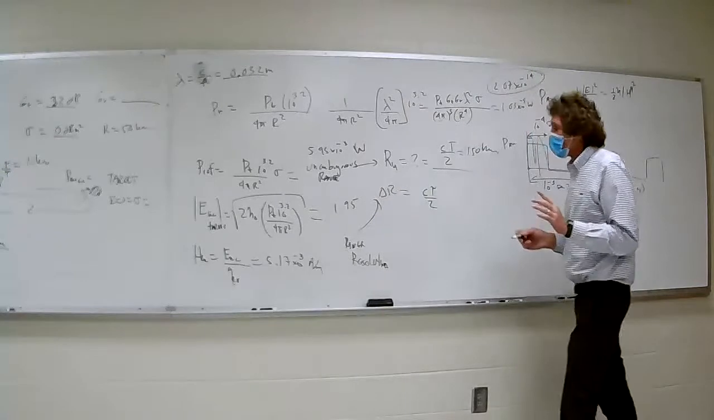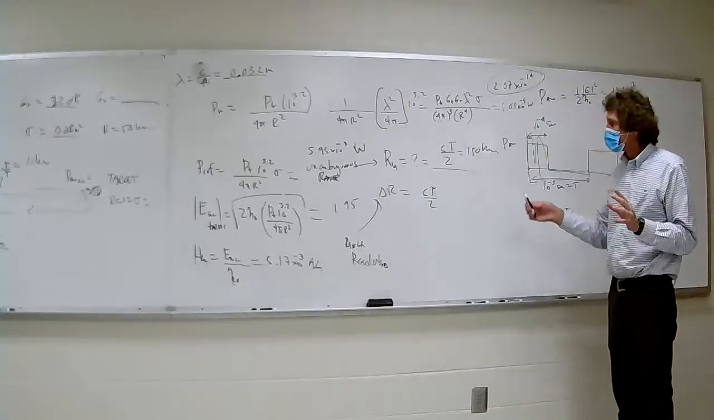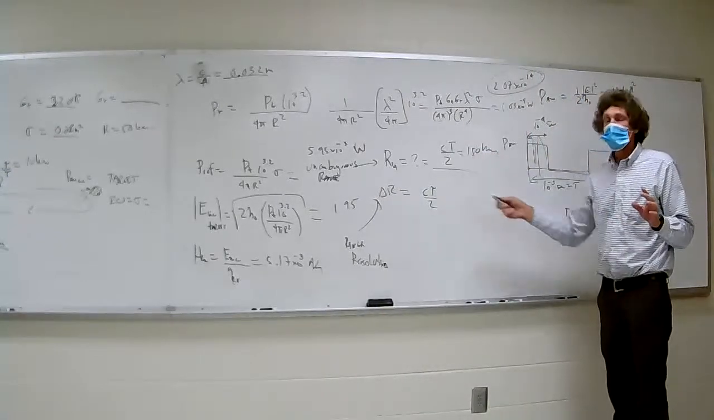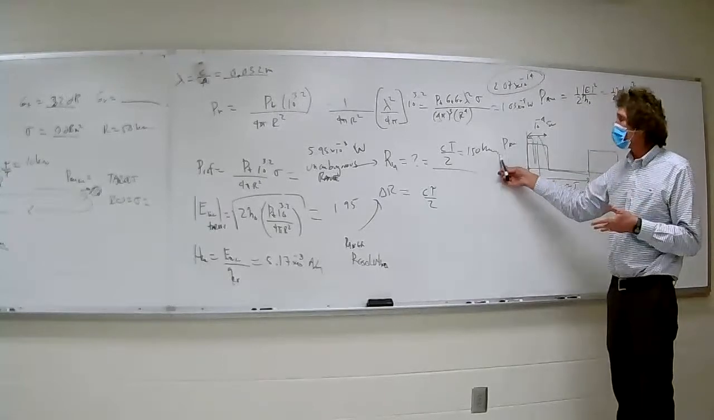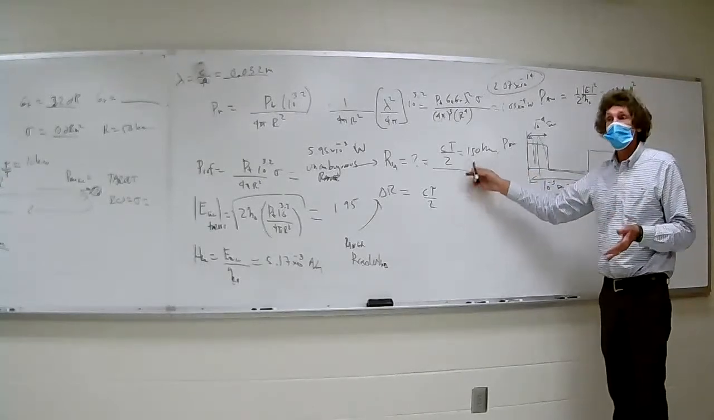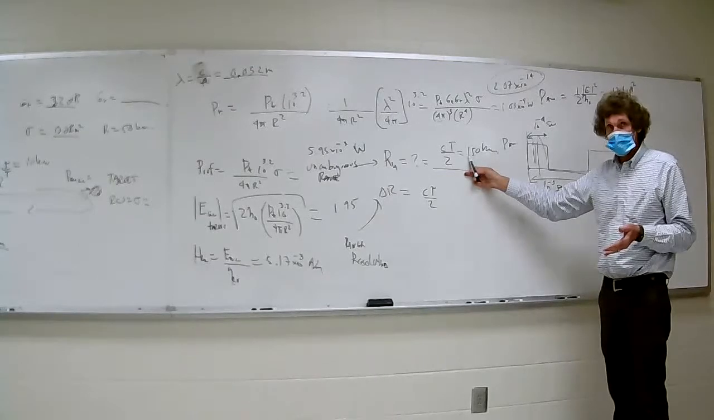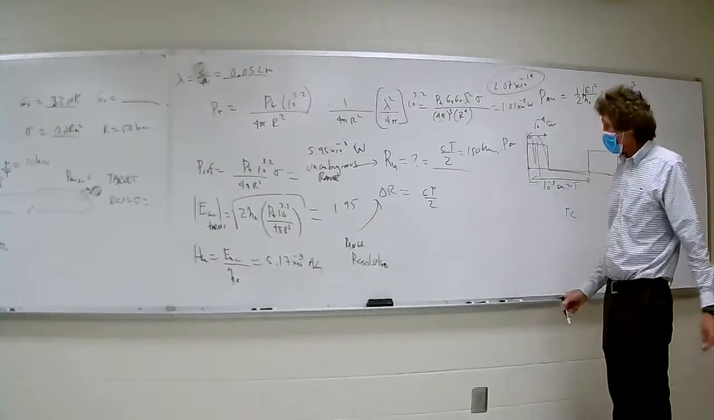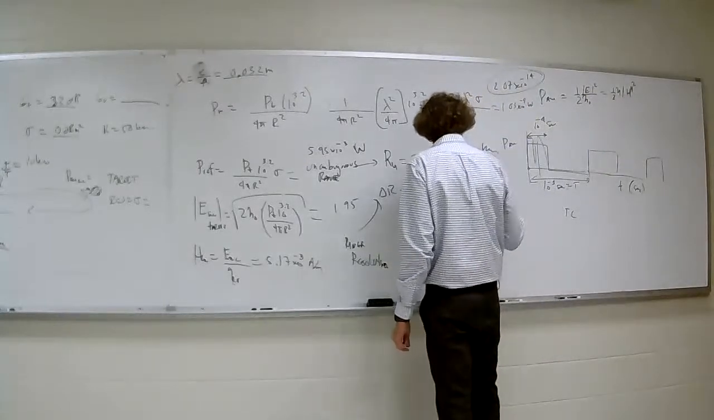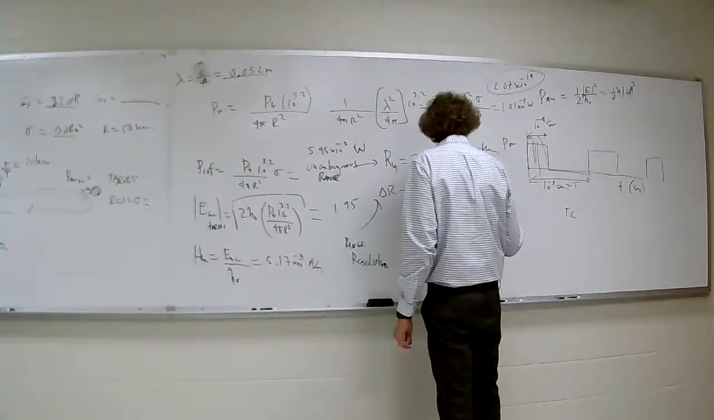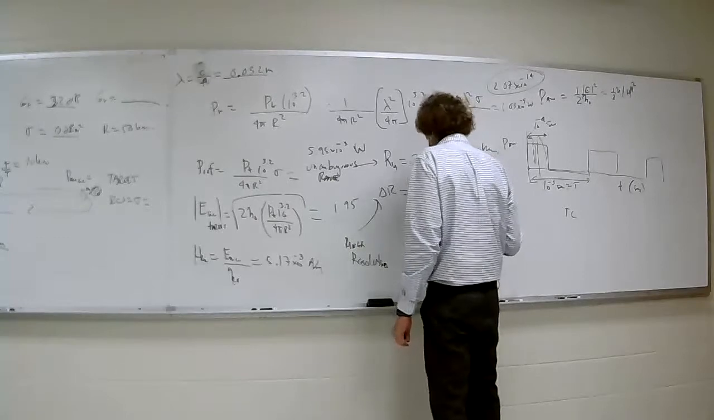Now, what's nice is this, look. The relationship between T and tau is the duty cycle, isn't it? So if you want this, you just take that unambiguous range and multiply it by the duty cycle. So it's going to be 1/10 of that, or 15 kilometers.